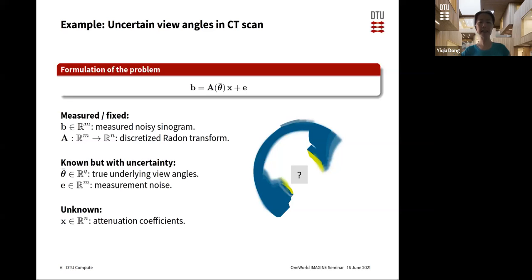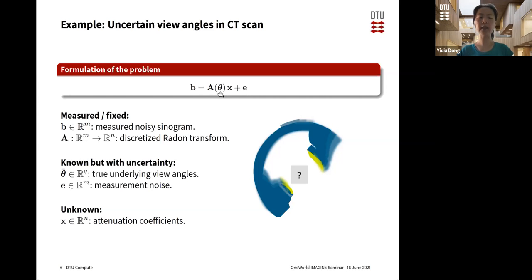If we go back to CT, the main application problem I will talk about is uncertain view angle in CT scan. We can formulate the problem like this. Here I consider a discretized form. B is a sinogram, which is the measurement. A is a discretized Radon transform. X is unknown, what we want to reconstruct.